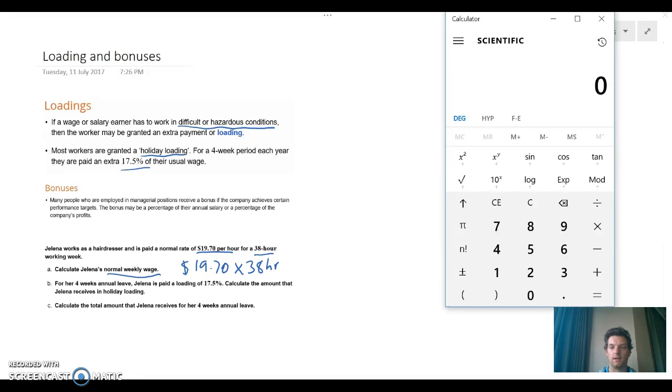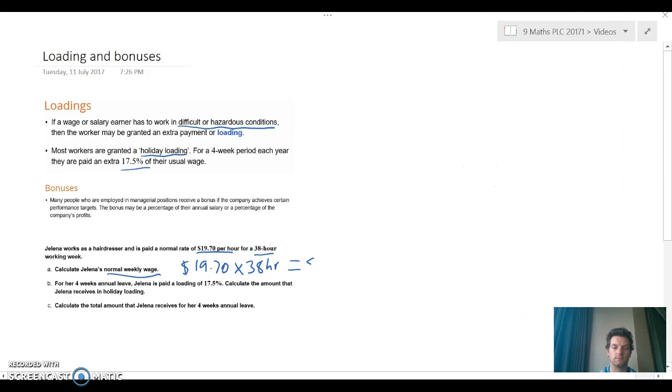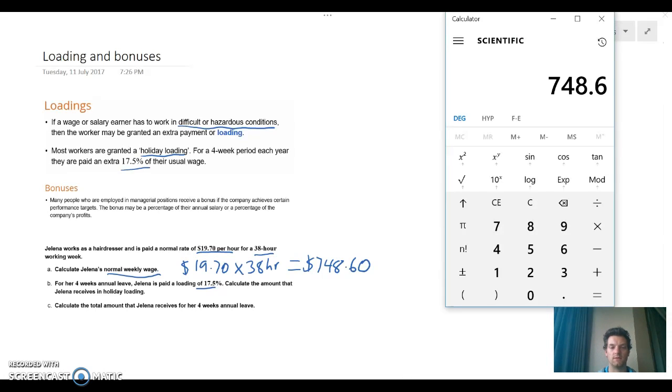So we pop that into the calculator, 19.70 multiplied by 38 hours. So we're paid $748.60. That's pretty simple. What we are asked now here is that for the 4 weeks of annual leave paid at 17.5%, what is the actual payment? So we need to work out what 17.5% of our weekly wage is.